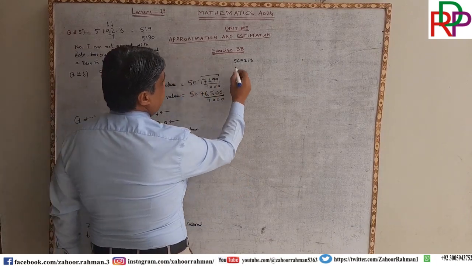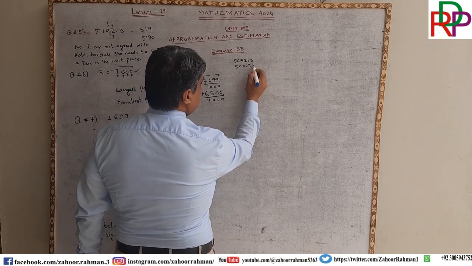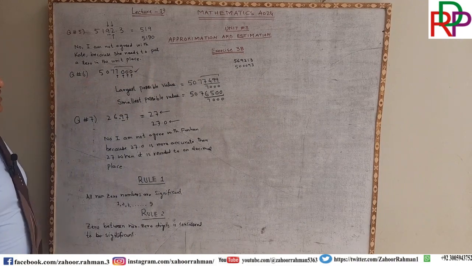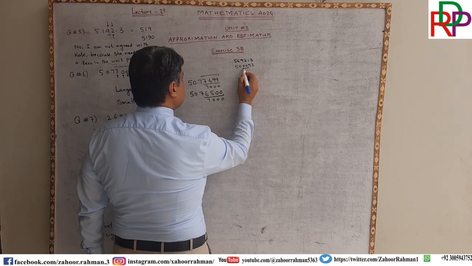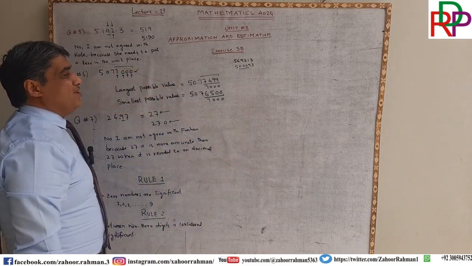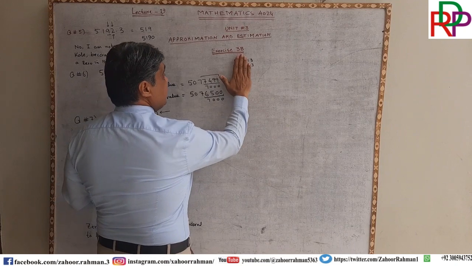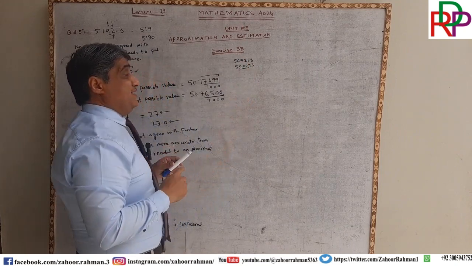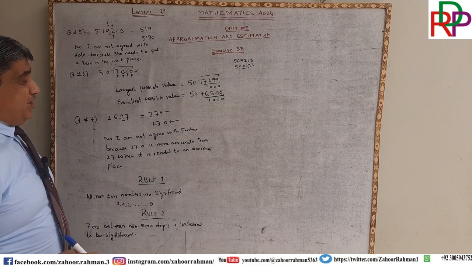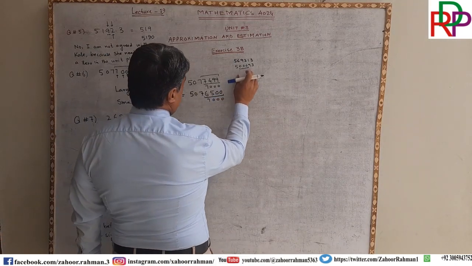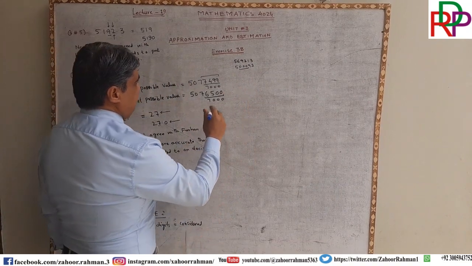For example, if I am writing 500093, then these zeros are significant. You have to count them. If you are removing them, then 593 will come, which is a very wrong answer. So it means that 0 between non-zero numbers is also significant.